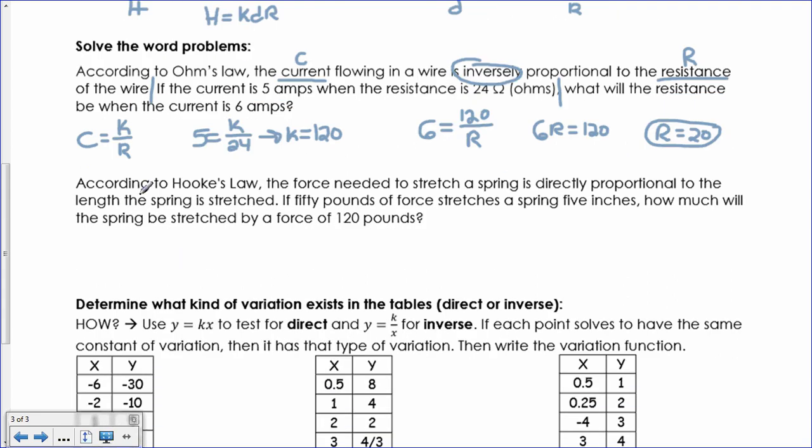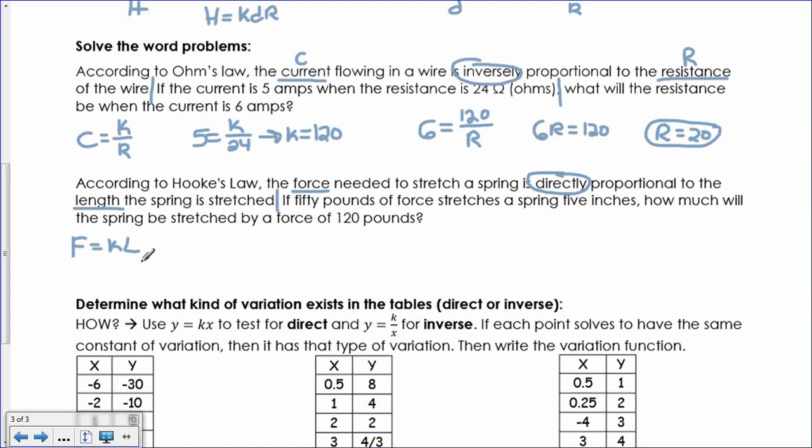The next one is Hooke's law. It says the force needed to stretch a spring is directly proportional to the length the spring is stretched. All right, stop there. This is giving us the skeleton equation. We're going to use F for force and L for length, and it's direct variation. So it's going to be F is equal to K times L, because that's your direct variation type of relationship.